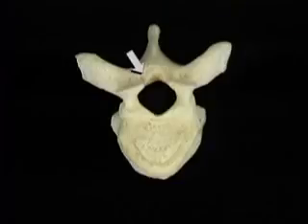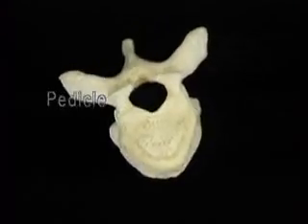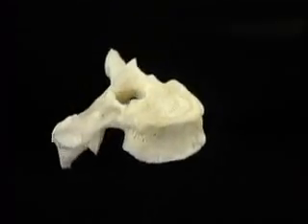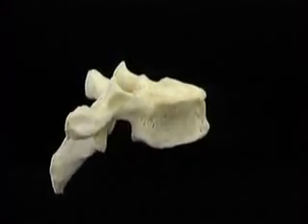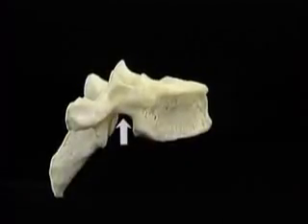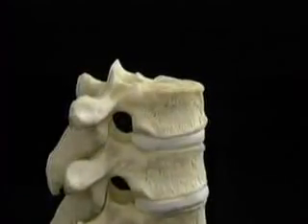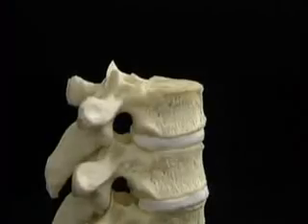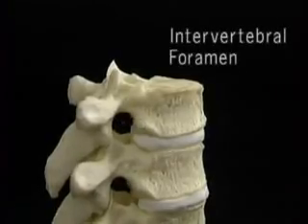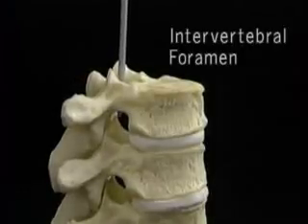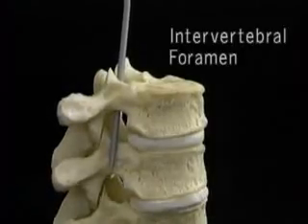This part of the neural arch is called the lamina. This part is the pedicle. There's a small notch in the upper edge of the pedicle and a larger notch in the lower edge. Together, the notches above and below form this opening on each side, the intervertebral foramen. A spinal nerve emerges through each intervertebral foramen.